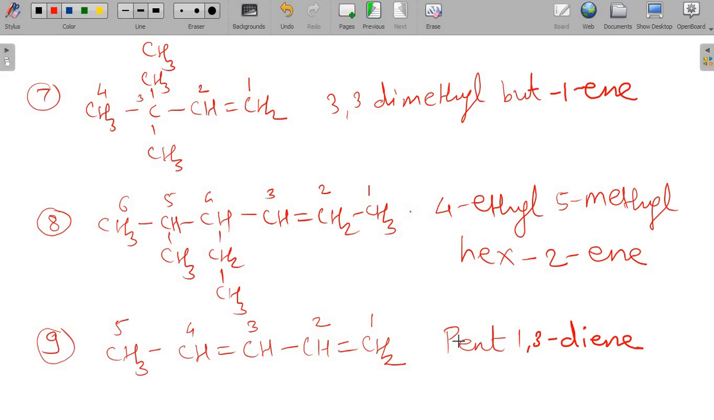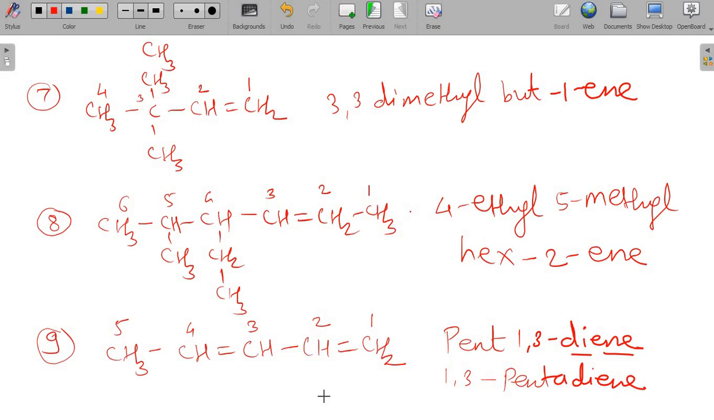1, 3. Why 1, 3? Because at the 1 and 3 number carbon atoms there is a double bond, and there are 2 double bonds. That's why it is di. For alkene it is ene. That's why it is pent-1,3-diene, or you can write it as 1,3-pentadiene.